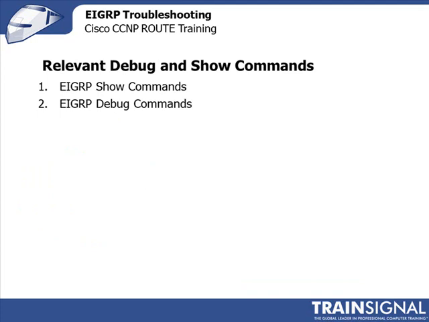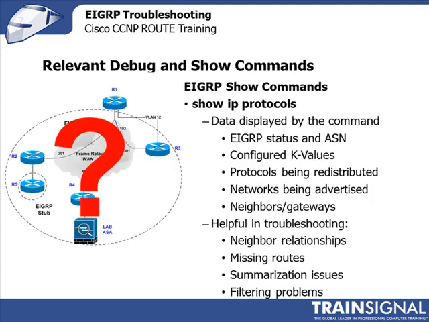When you have to face a problem with EIGRP not functioning correctly, it's important to know what commands you can use to assist you in determining causes. And so we want to take a look at the different show and debug commands that are available for the protocol. To begin with, show commands are your best friend when it comes to these sorts of things.